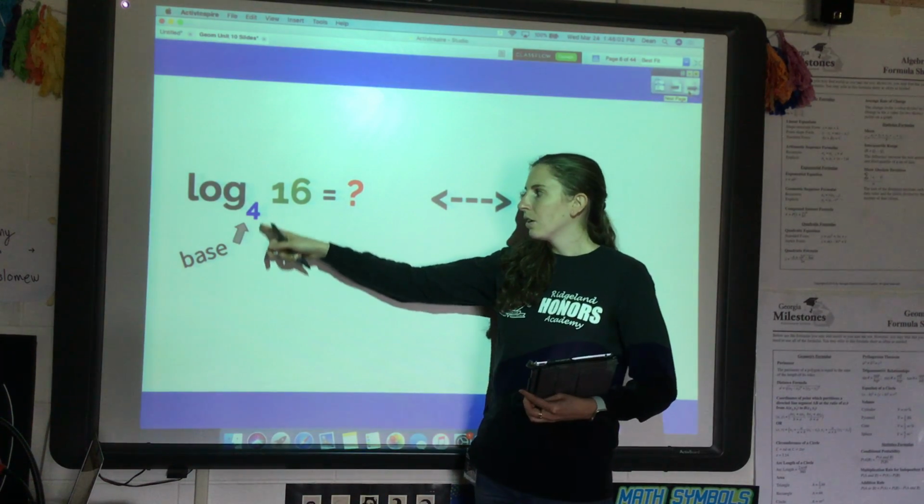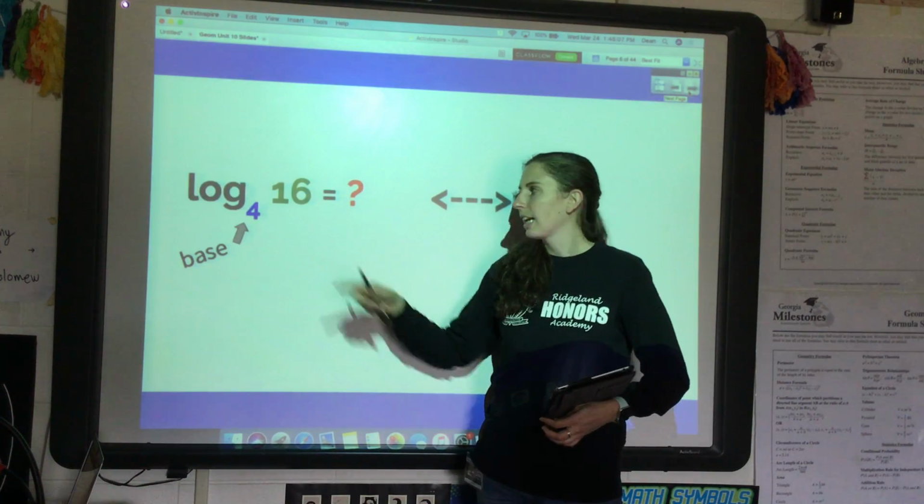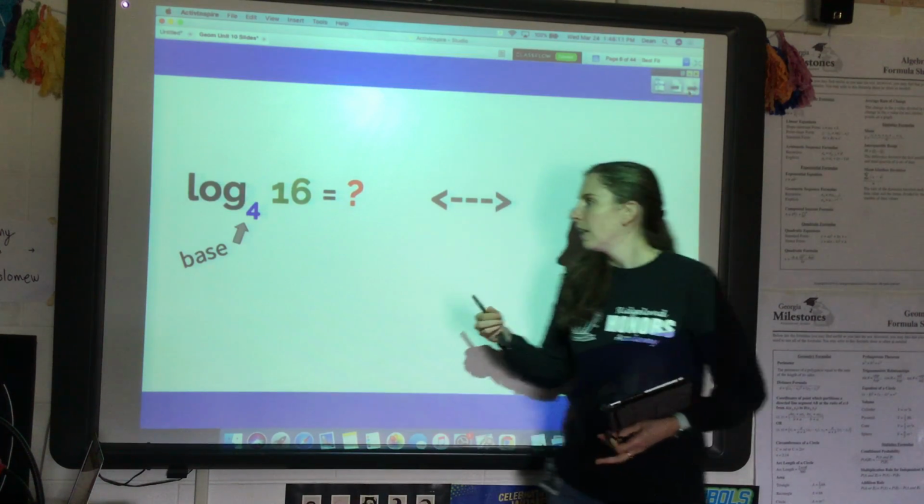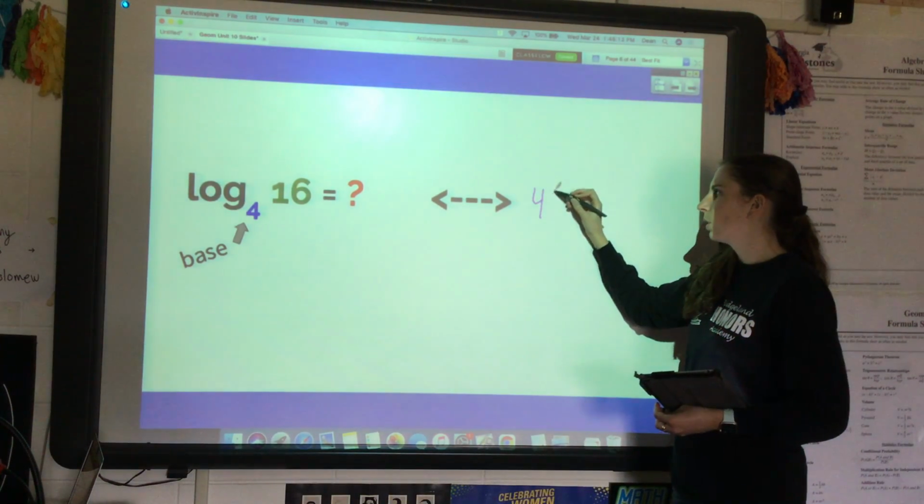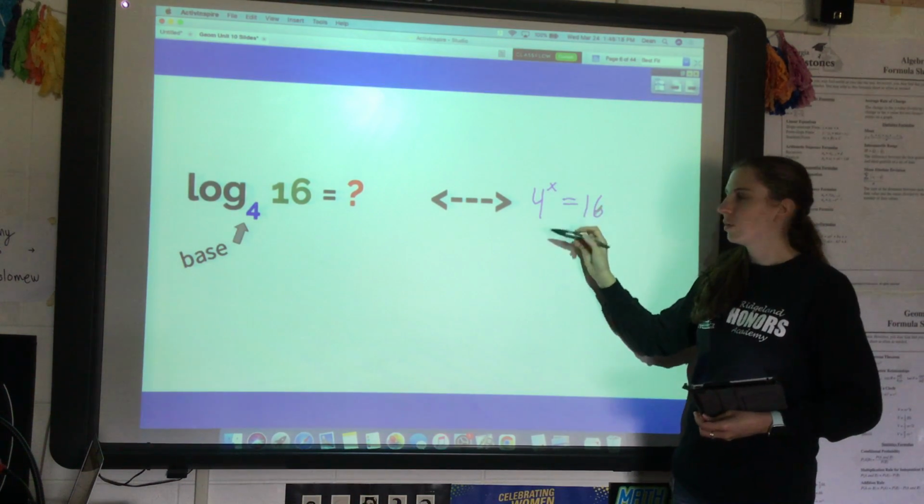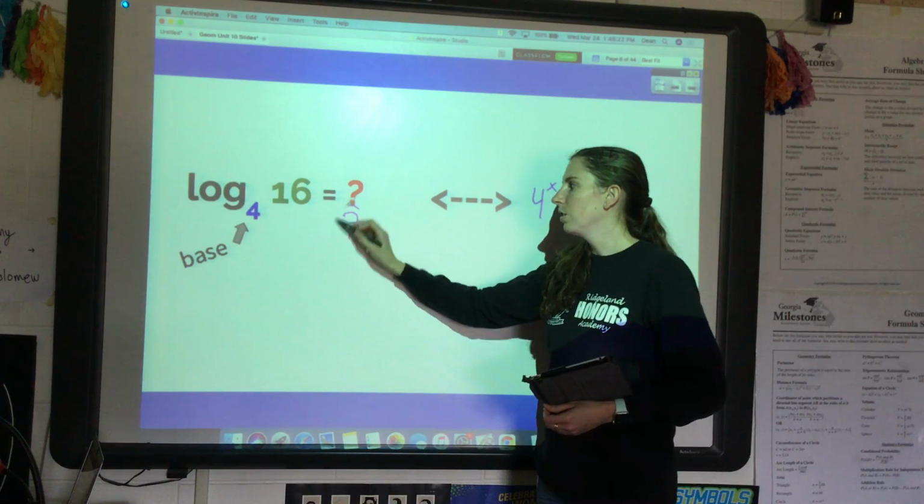this would be asking 4 to what power gives me 16? How many 4's multiplied together give me 16? Clearly that would be 2, because 4 squared is 16. So this evaluates to 2.